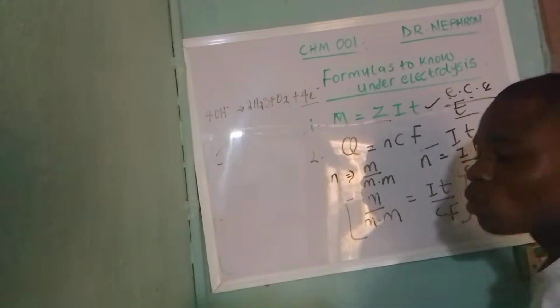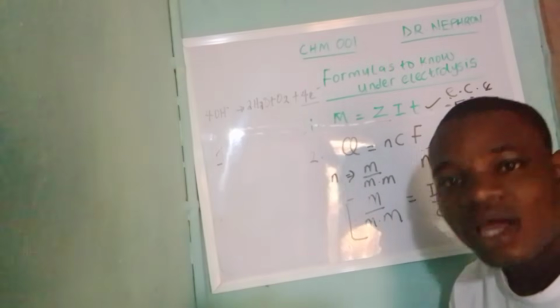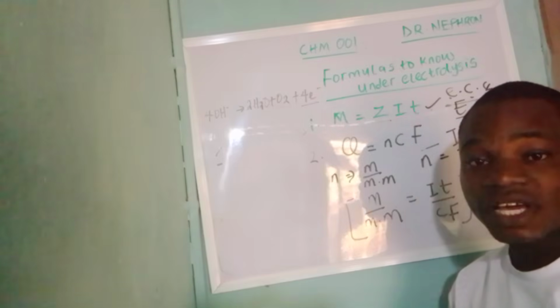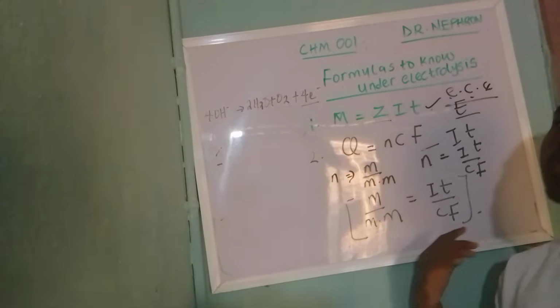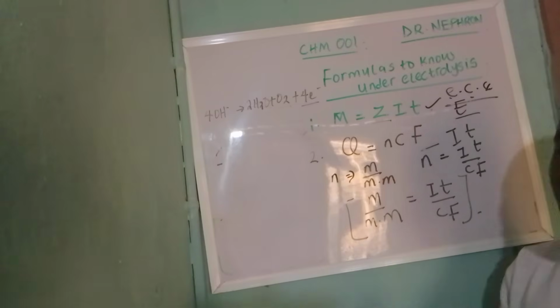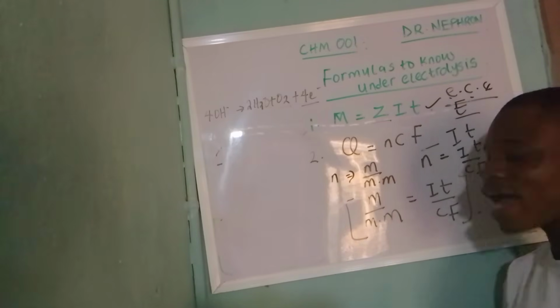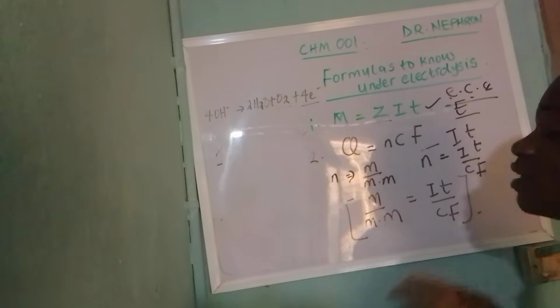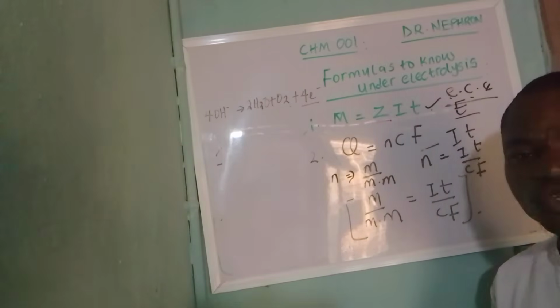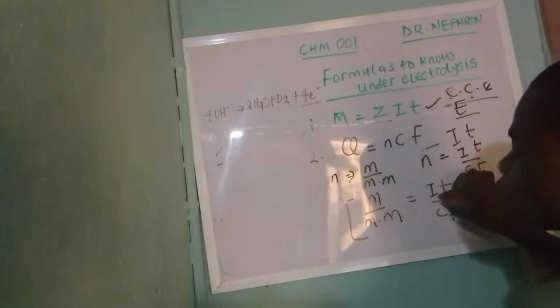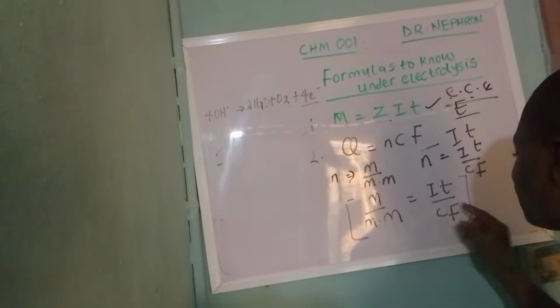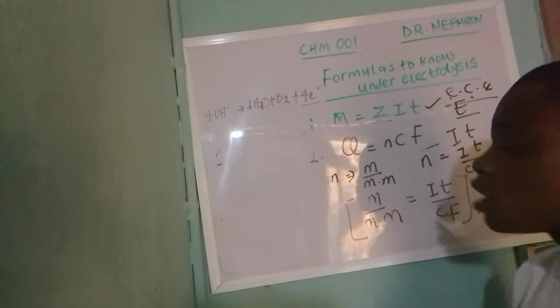It means that anytime they give us the mass and the molar mass of the element, and they are asking you to calculate either the current or time, anytime they relate mass, molar mass, current, time, and the Faraday constant, the formula to use is mass over molar mass is equal to current times time divided by the charge of the element multiplied by the Faraday constant.